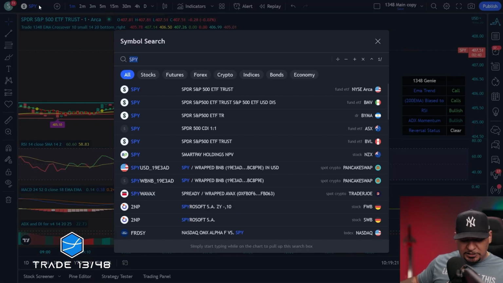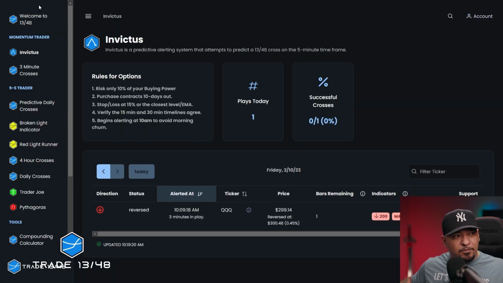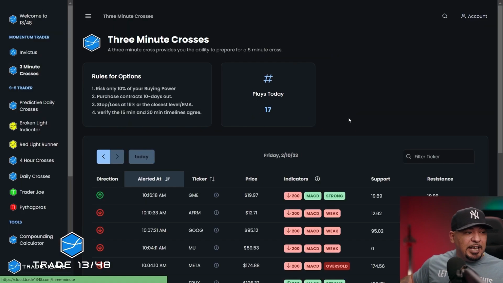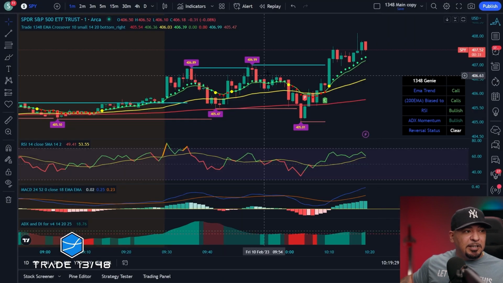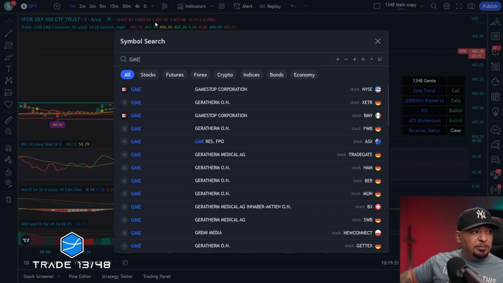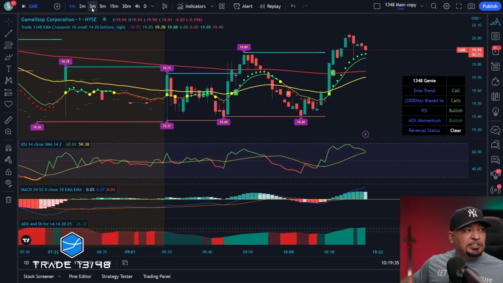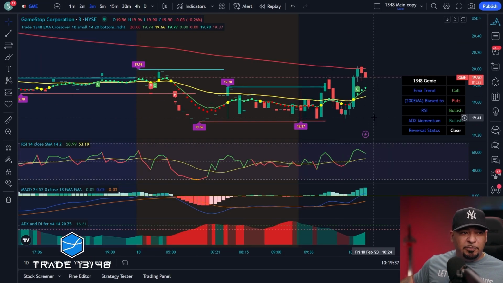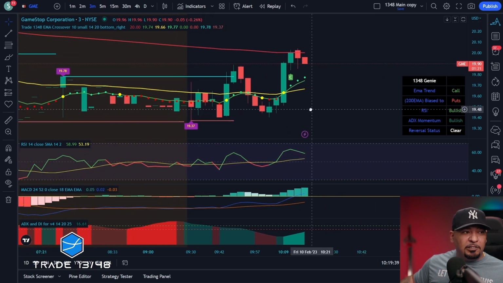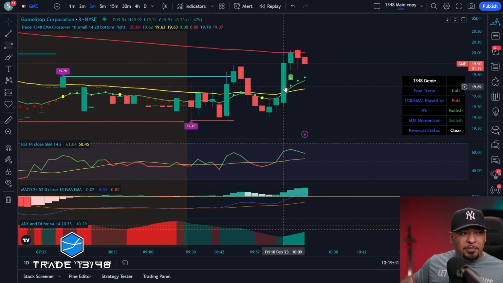In fact, let's go on over to our platform and let's look at a 3-minute alert. We do have GME. Let's type in GME here. Now, GME alerts on the 3 minutes so that we can play on the 5. So let's go ahead and look at the 3-minute alert. And the 3-minute alert prepares you for the move.